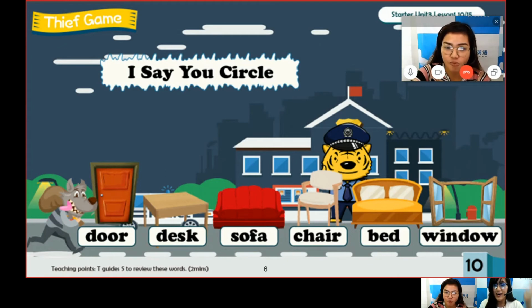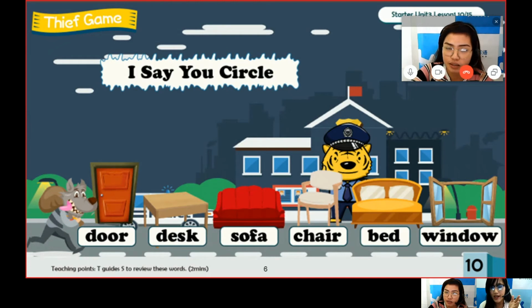Okay, so look at the picture. You can say, look at the picture. Can you see a tiger? Can you see a policeman? Just make some gestures. Just make them look at the screen, make them look at you. Look at the picture. Okay. Now I say, you circle. Now sofa. Circle the sofa.